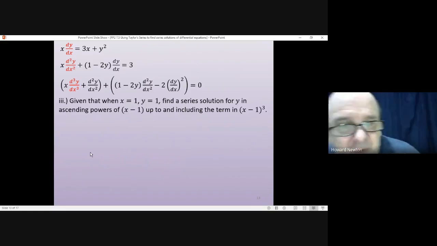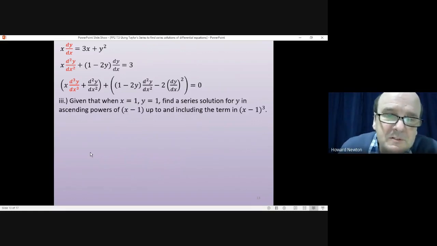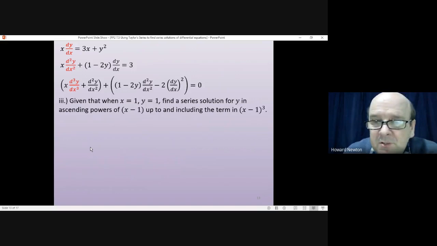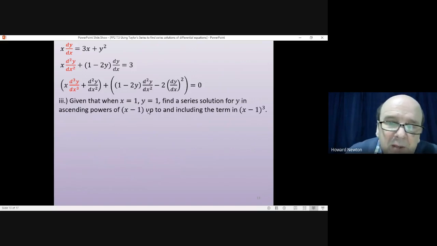Okay, and then part 3 is asking us to use all of those things to find a series solution for y in ascending powers of x minus 1 up to and including the term in x minus 1 cubed. And you'll notice that in the previous examples, we just had x and x squared and x cubed. That was because x was equal to 0 in the initial conditions in the first two questions. It's because x equals 1 here that a equals 1, and we get x minus 1 and x minus 1 squared and x minus 1 cubed. That comes from this initial condition.